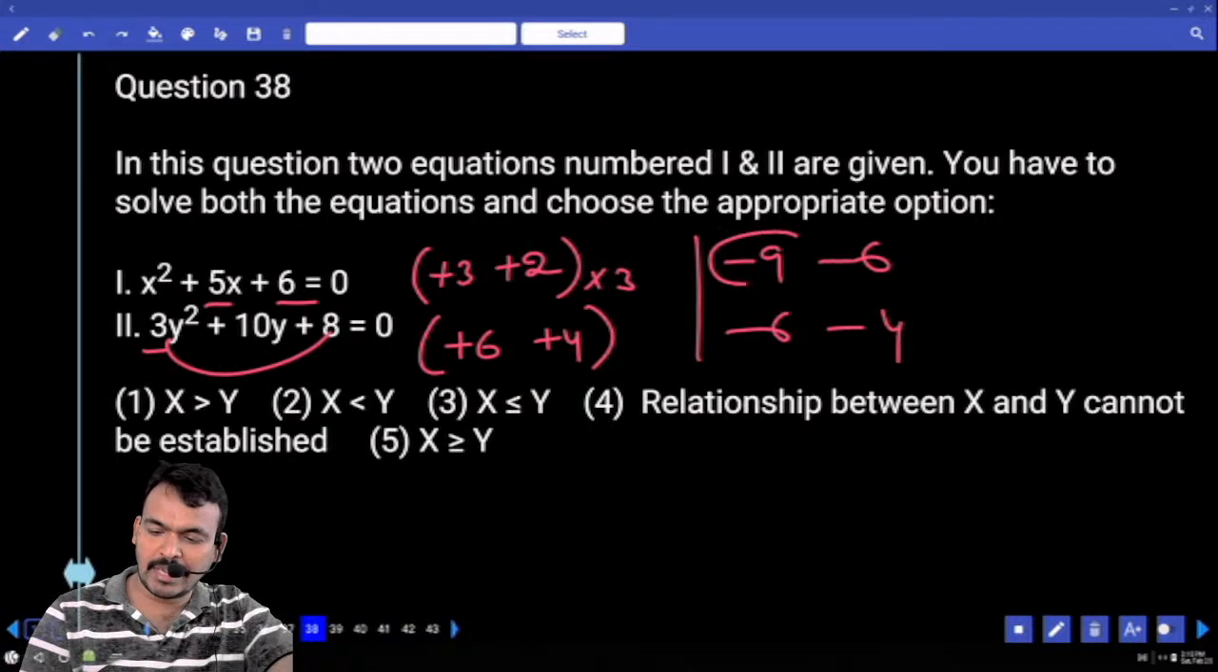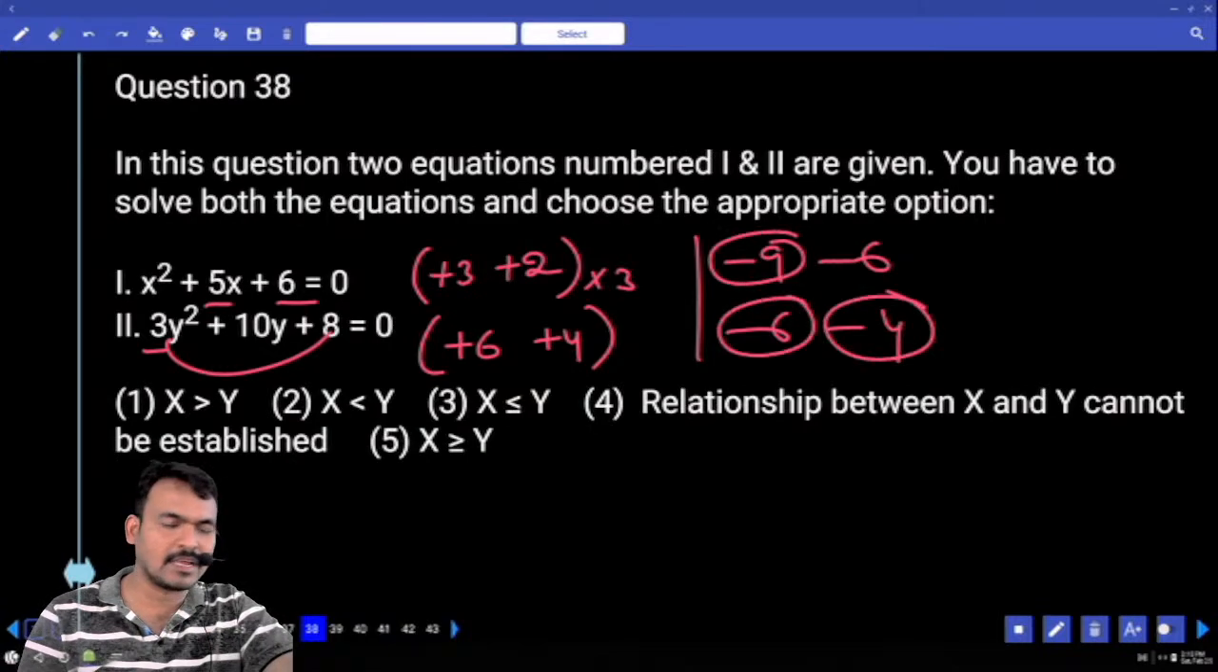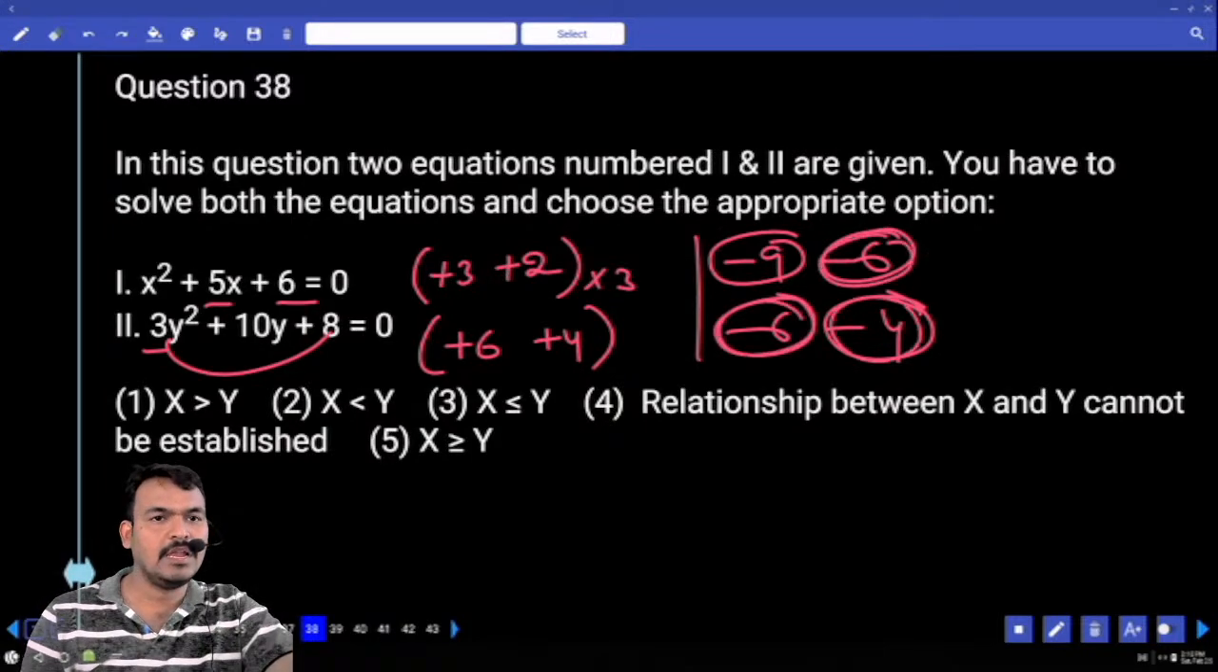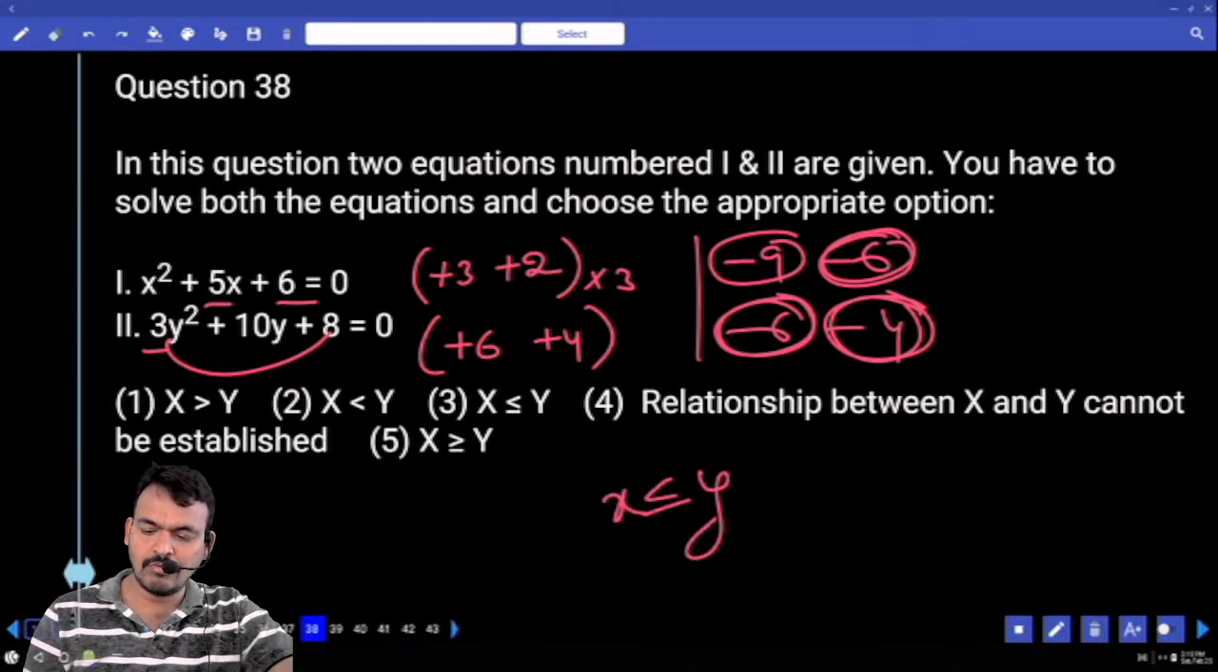Minus 9 compared to minus 6 and minus 4. Less than or greater than? Less than. Minus 6 compared to minus 6, equal. Minus 6 and minus 4, less than or. What is the overall relation? X less than or equal to y.